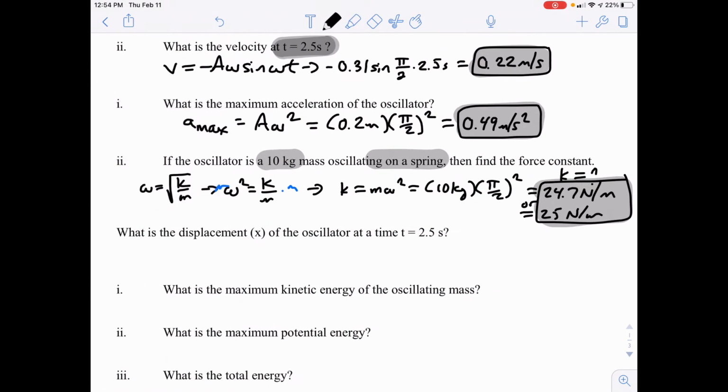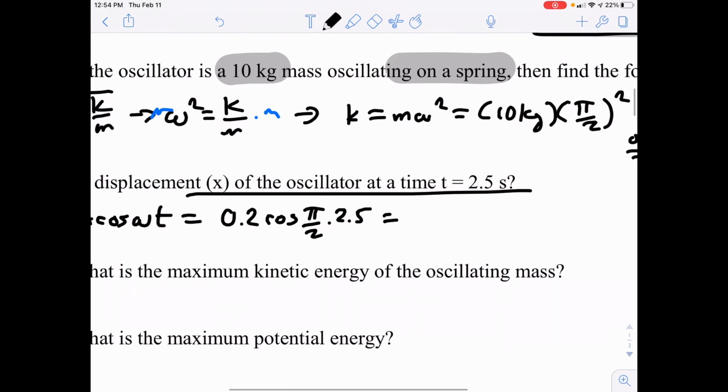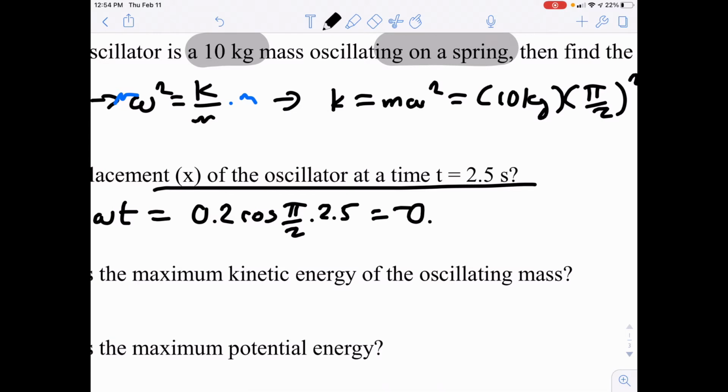The displacement as a function of time can be found by using the original equation. So A cosine omega t would be 0.2 cosine of pi over 2 times 2.5. So we're going to take pi divided by 2 times 2.5. We're going to take the cosine of that value, in which case we get negative 0.707, times 0.2 is roughly about negative 0.14 meters.